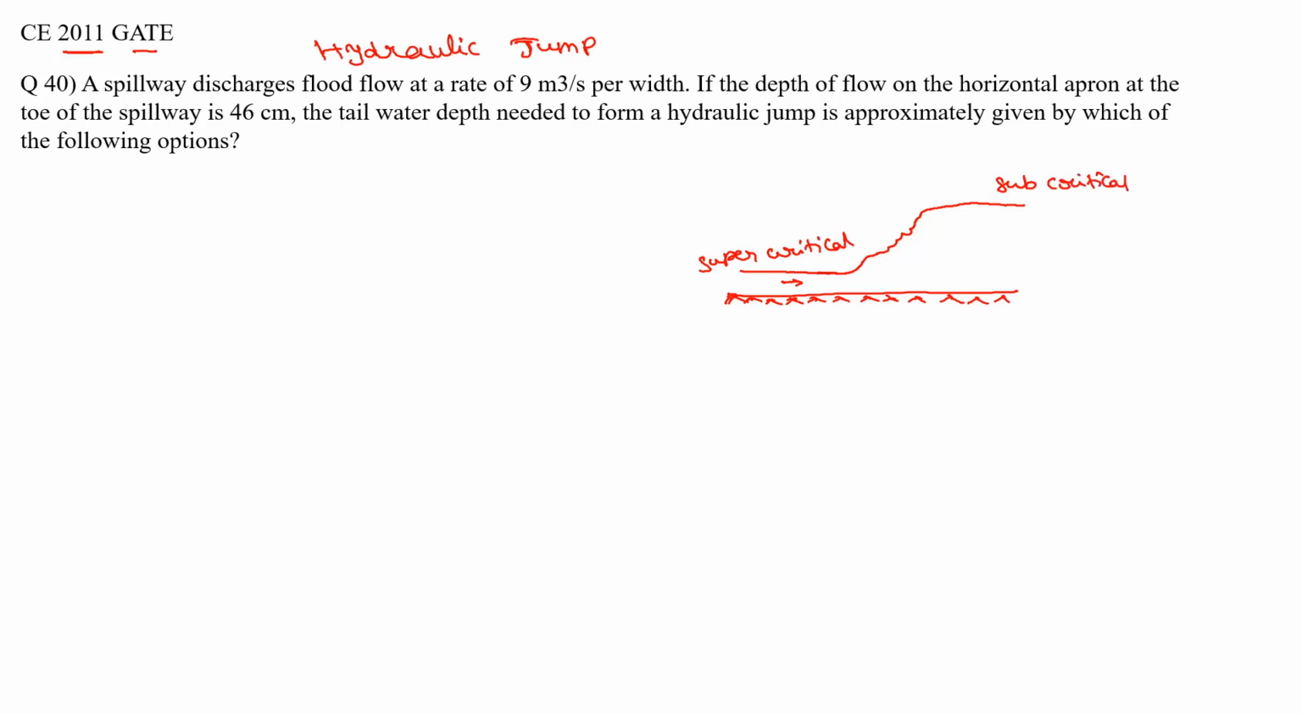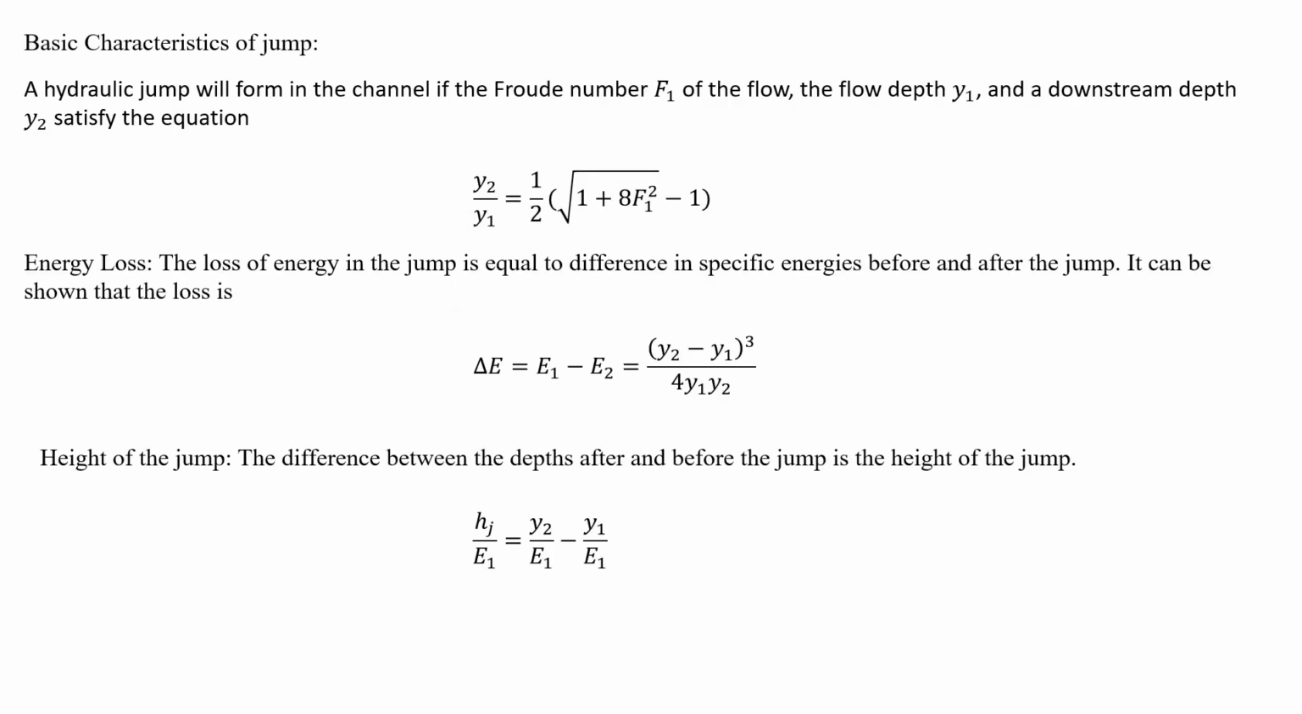When the flow takes place from the low pressure zone to the high pressure zone, the hydraulic jump takes place. And we even discussed the main equations. One is y2 divided by y1 equal to 1 by 2 into square root of 1 plus 8 F1 square minus 1. I hope you remember this particular equation. And another equation, the energy loss equation: (y2 minus y1) whole cube divided by 4 y1 y2. I hope I'm correct. Anyway, in the next slides I have shown. Yes, correct. So these are the basic characteristics of the jump we discussed in the previous session.